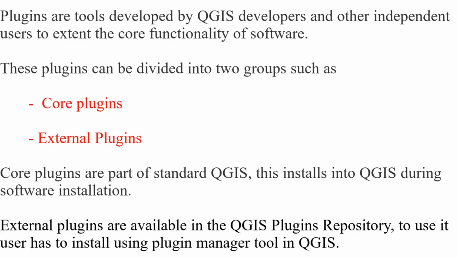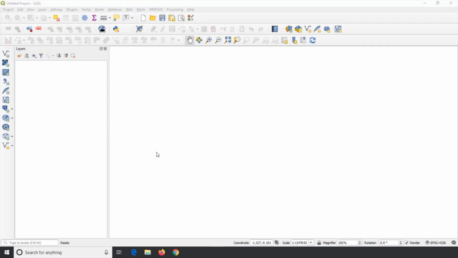Plugins are tools developed by QGIS developers and other independent users to extend the core functionality of the software. These plugins can be divided into two groups: core plugins and external plugins. Core plugins are part of standard QGIS. They install when we install the QGIS software on our computer. External plugins are available in the QGIS plugins repository. To use them, the user has to install them. Now we will move on to the software to know about plugins.